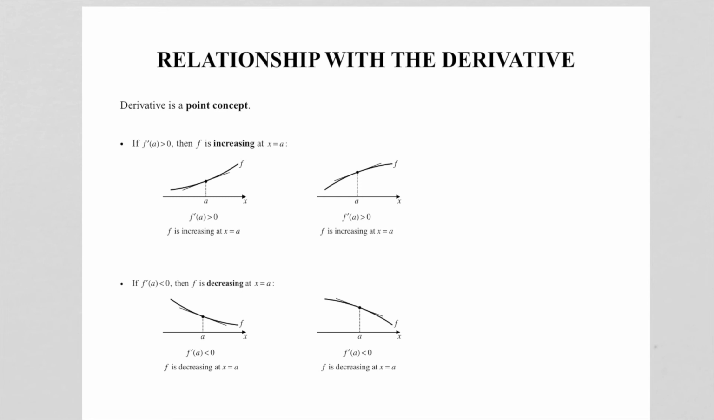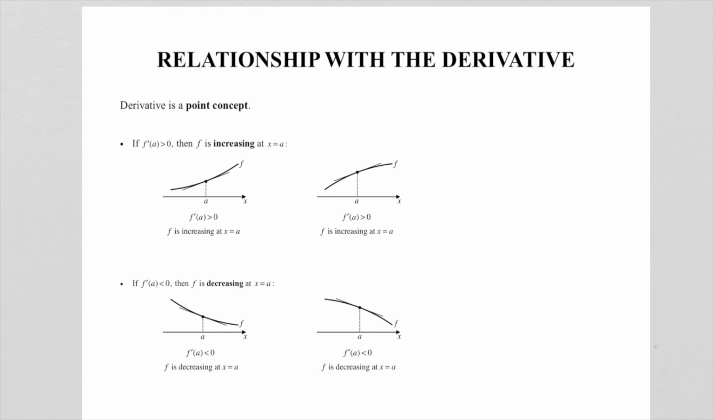If the derivative of a function at point a is greater than 0, in other words, positive, then the function is increasing at x equal to a. Now that's obvious because a positive derivative means a positive gradient. That means the graph is going up as we move from left to right. If the derivative is negative, then the function is decreasing because that means it's got a negative gradient. And so the graph is going down as we move from left to right.